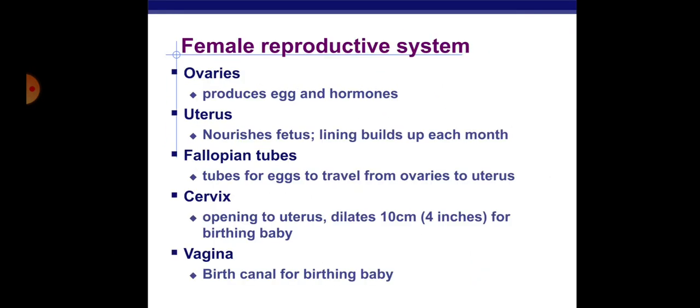Now, the female reproductive system has ovaries that produce eggs and hormones, the uterus that nourishes the fetus, and the lining of the uterus builds up each month. Fallopian tubes are tubes for eggs to travel from ovaries to uterus. The cervix is the opening to the uterus. It dilates 10 centimeters, that is 4 inches, for the birth of the baby, and the vagina is the birth canal for birthing the baby.